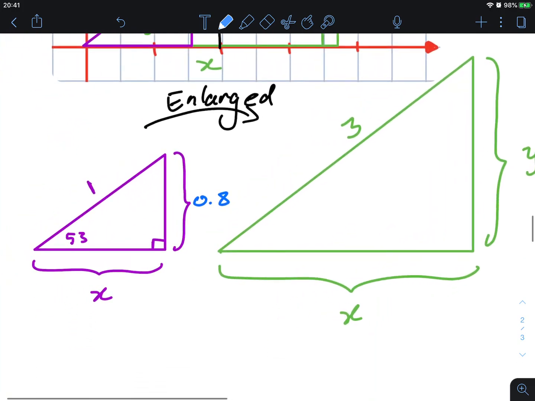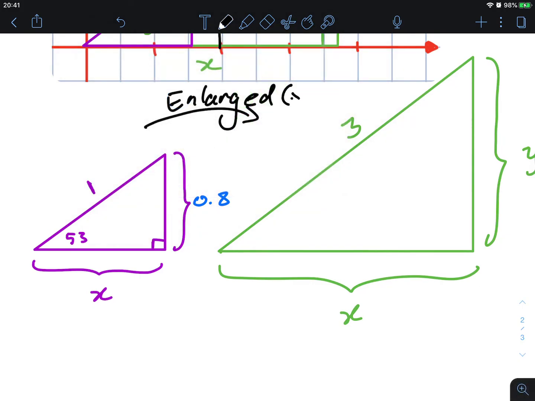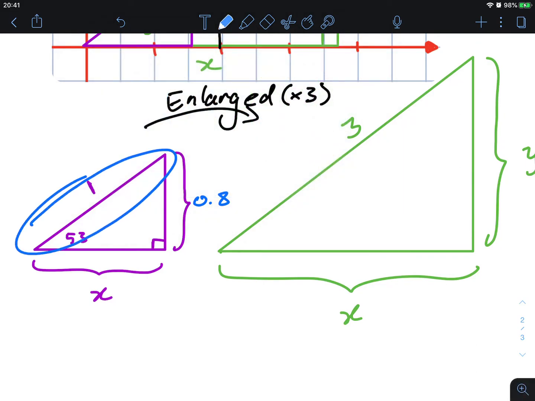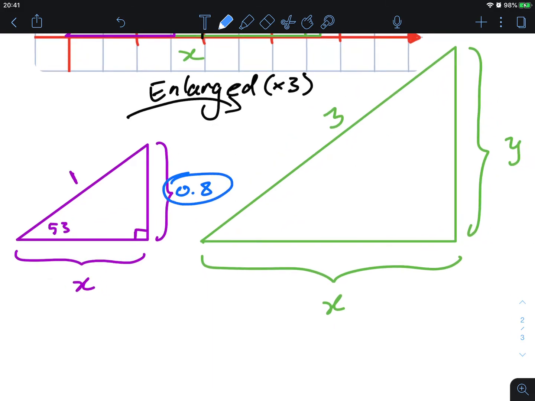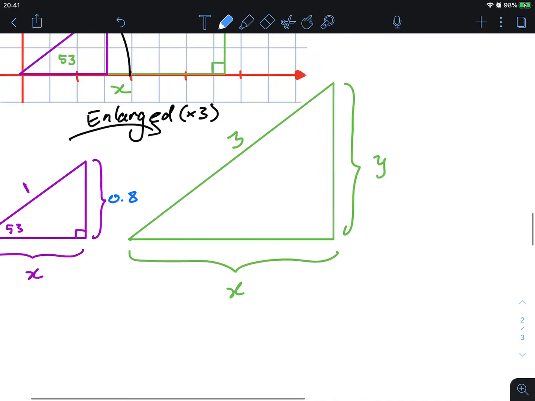Now I want you to consider that from 1 it has become 3. Can you see how that's being multiplied by a factor of 3? So it's enlarged by times 3. Well, if the hypotenuse has been enlarged by a factor of 3, shouldn't this also be enlarged by a factor of 3? Well, 0.8, we'll multiply that by 3. That will give us 2.4.